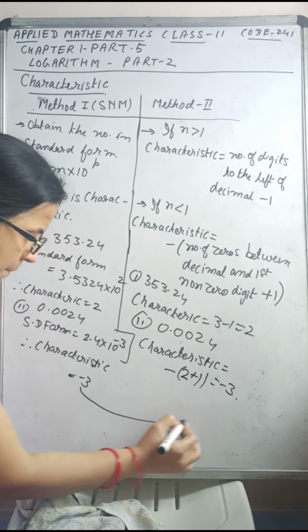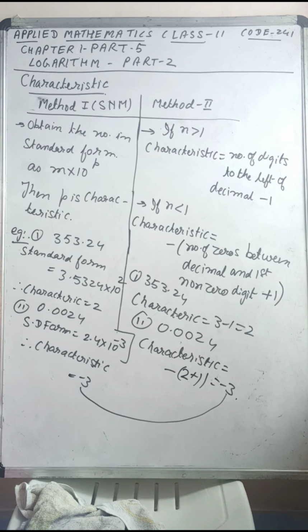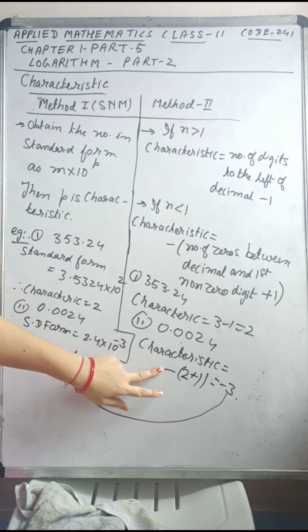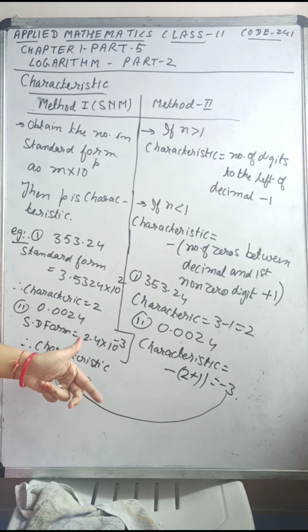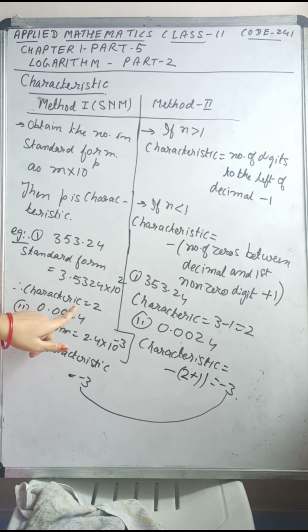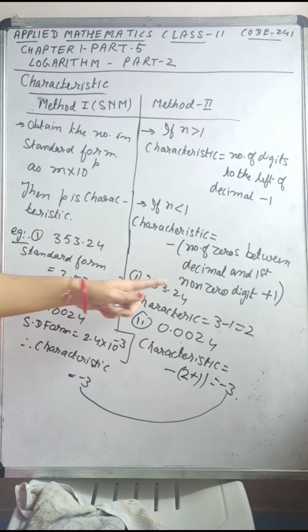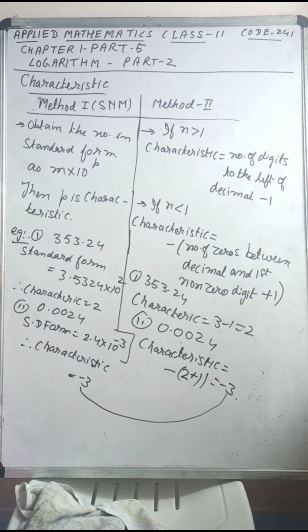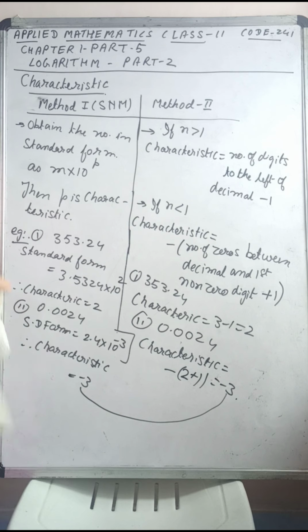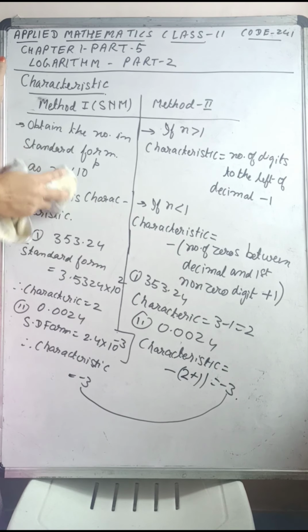So you can see by this standard form method as well as this inspection method, we can say the characteristic is minus 3 for the second question when the value is less than 1, and over here also the characteristic is 2. So by inspection and standard scientific notation form also, we are now able to calculate the characteristic. So let us take a few examples where we can do it directly by seeing.